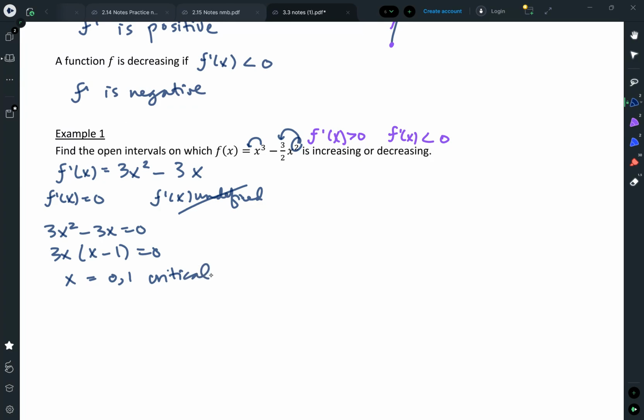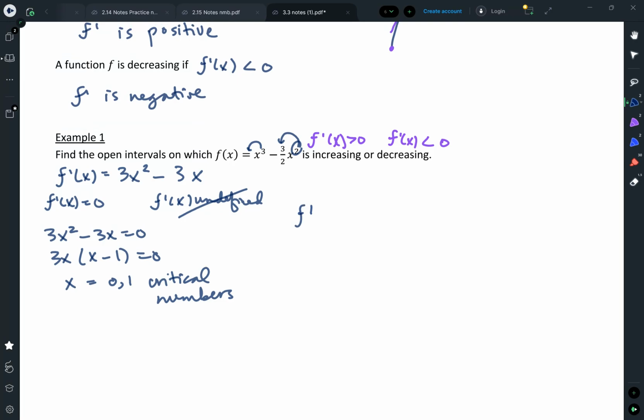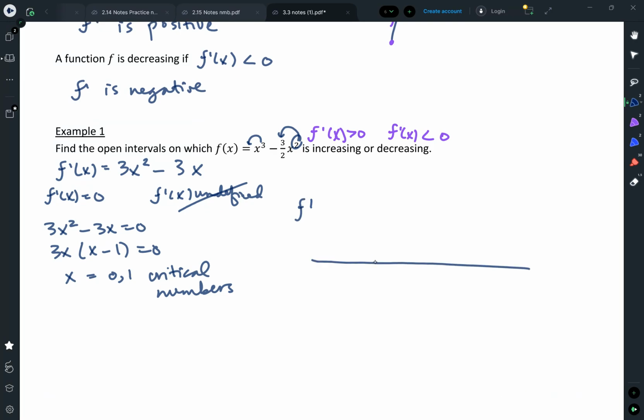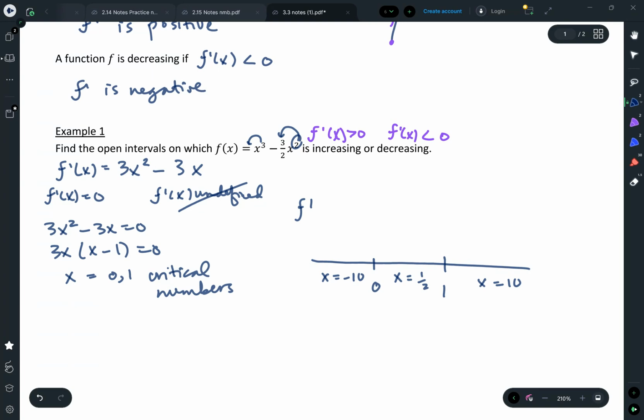Just like before, I'm going to make a first derivative chart. Since it's the first derivative, I'm going to label it f prime. We plot 0 and 1, and we're looking at what's going on on either side and between them. Somewhere between negative infinity and 0, maybe I'd use negative 10. In the middle, I'm going to check 1/2. And then here I'm going to check positive 10. We're checking in our first derivative, and I really like this factored form that we came up with. I think that's the easiest to use.